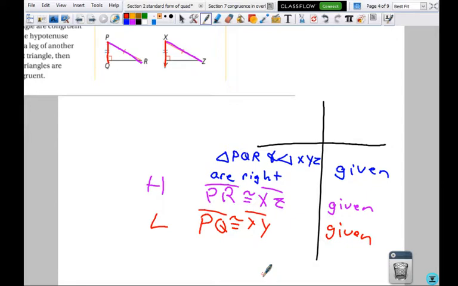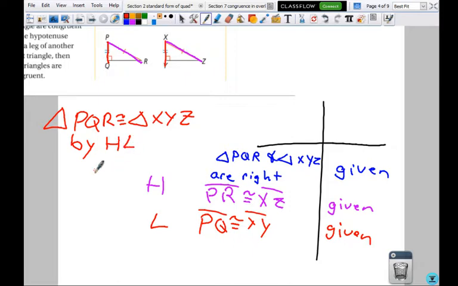These are a little different. And then the last thing, I need to write my congruency statement, and I'm going to go over here where I have space, and say triangle PQR is congruent to triangle XYZ by, my reason is called HL. If you say SSA, or flip it around, you will not get points, because we're calling it HL for hypotenuse leg.